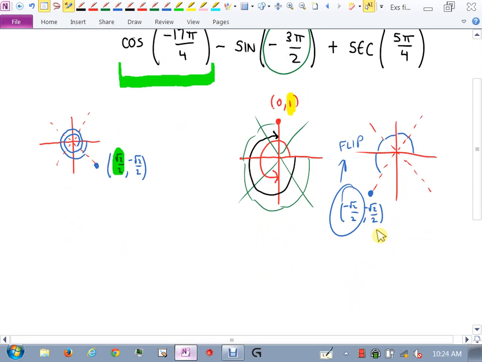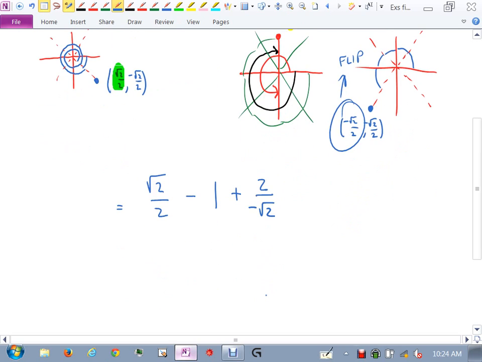All right, so let's put it all together. The first one we said was root 2 over 2. So this is our final answer, root 2 over 2. Then minus the sine one, which was 1. And then plus, it was 2 over negative root 2. Now that would be an exact answer, but let me just clean it up a little bit.